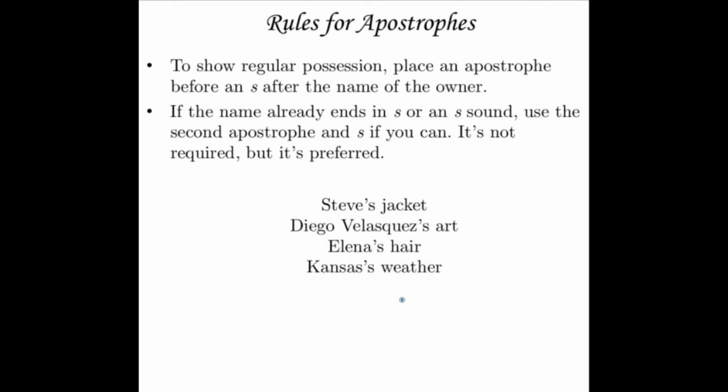No, I'm kidding. To show the ordinary sort of possession, this individual owns this thing, place an apostrophe before an S after the name of the owner. Now, you run into trouble because some names end with S or an S sound, either S or Z. So, if you do that, use the second apostrophe and S if you can. It's not required, but it's preferred. So, Steve's jacket, Diego Velasquez's art, Elena's hair, Kansas's weather.